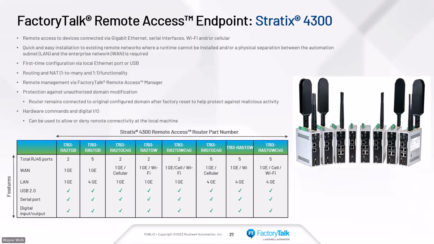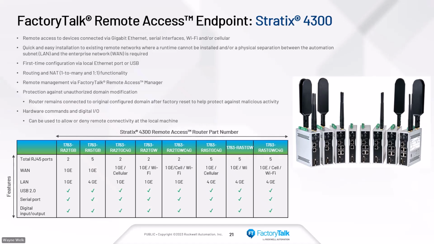So for the router itself, the Stratix 4300 is a remote access endpoint that used to be limited to just hardline Ethernet connections and serial USB. But now if your industrial network is not as robust or is very dispersed, we have additional offerings for Wi-Fi and or cellular remote access. So those would be on the right. You have the 2 middle ones. Those were the original 4300s. And now the 3 to the left and 3 to the right of those center ones are cellular and Wi-Fi enabled options. And all of those support gigabit Ethernet connections, serial and digital I/O. So they all come with the same capabilities or better.